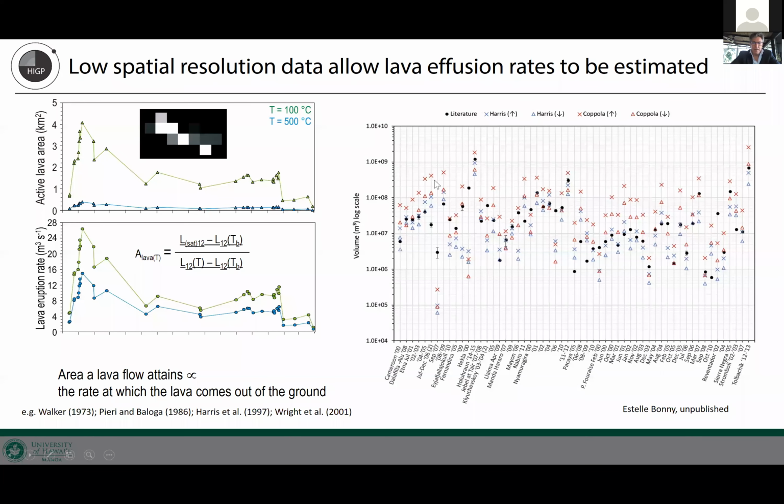So there's quite a lot of uncertainty. And Diego's values are systematically higher than Andy's values, basically because he uses a different assumption in the way he converts from radiance to effusion rate. So it works, but there are relatively large uncertainties.